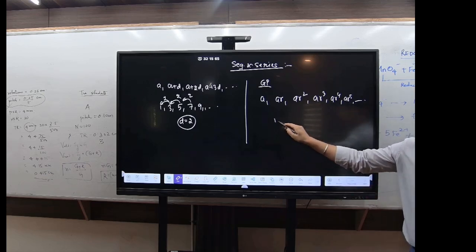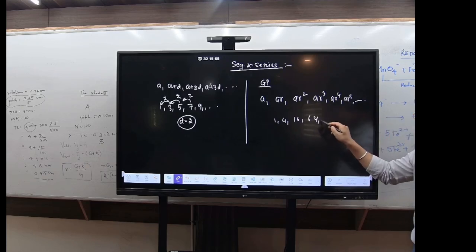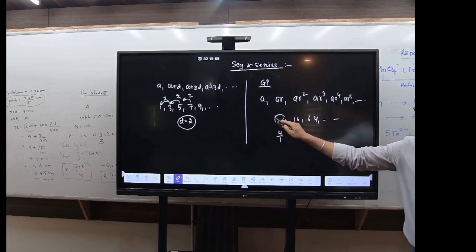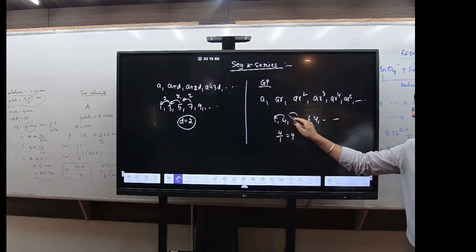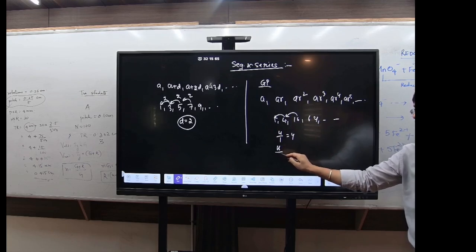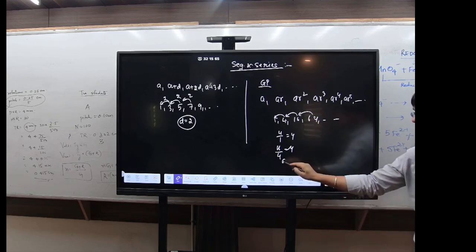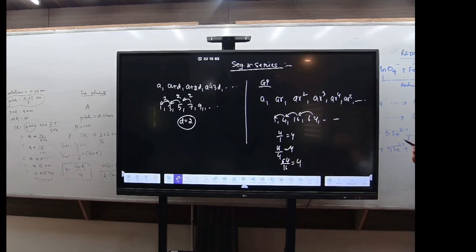Tell me about this: 1, 4, 16, 64. Is this a GP or AP? Why is it a GP? Because 4 by 1, how to find GP? Divide this number by the previous number. 4 by 1 is 4. Now divide 16 by 4. 16 by 4 is 4. Divide 64 by 16. What will be the value? It will be again 4. So a common ratio is there. The ratio between two consecutive terms is always constant. So that is called a GP.